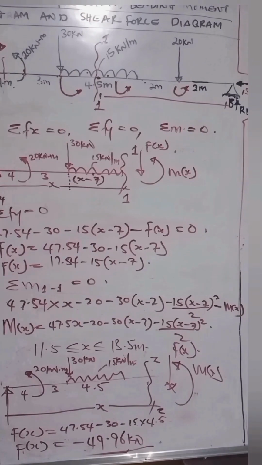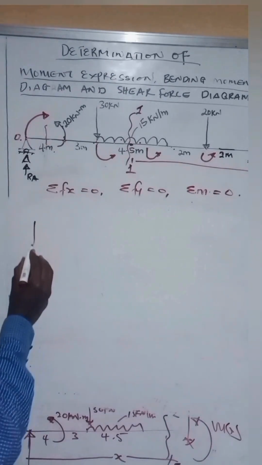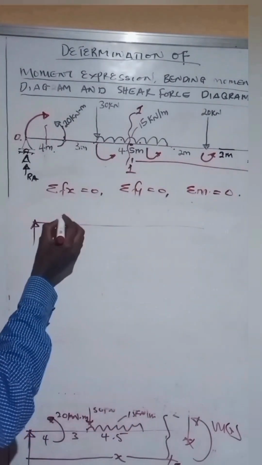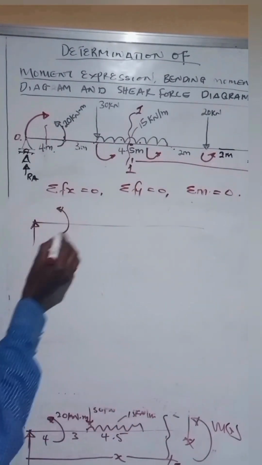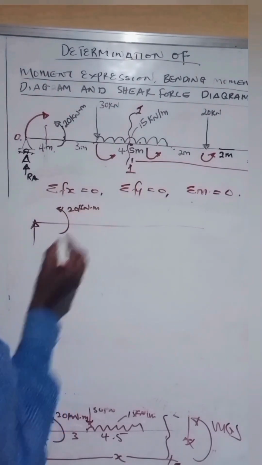Now, quickly, we are going to do the moment for this particular load zone. Same thing like we did in the previous one. We're going to do the moment for this load zone. Okay, so let's do the moment. Now, like we did before, we have this as a beam. Yes, 20 kilonewton meters.